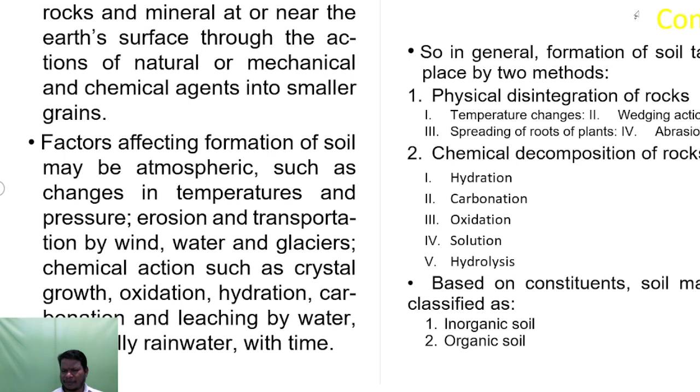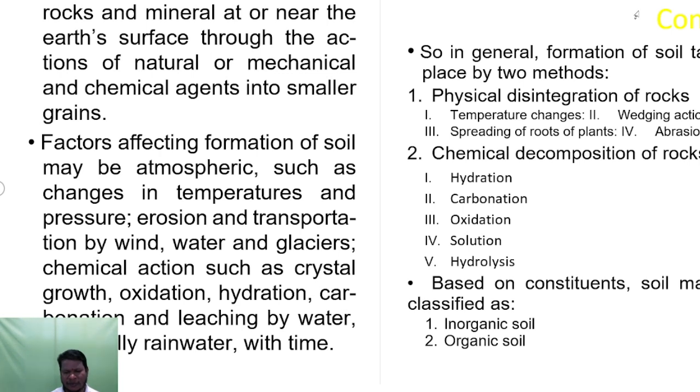So, general formation of the soil takes place by two methods. One is physical disintegration of the rock, then chemical decomposition of the rock. What are the varieties of physical disintegration of the rock? First one, temperature changes, then wedging action of the ice, spreading of the root of plants. Fourth one, abrasion. These all are physical disintegration. Then chemical decomposition of the rock: one is hydration, then carbonation, then oxidation, solution and hydrolysis.